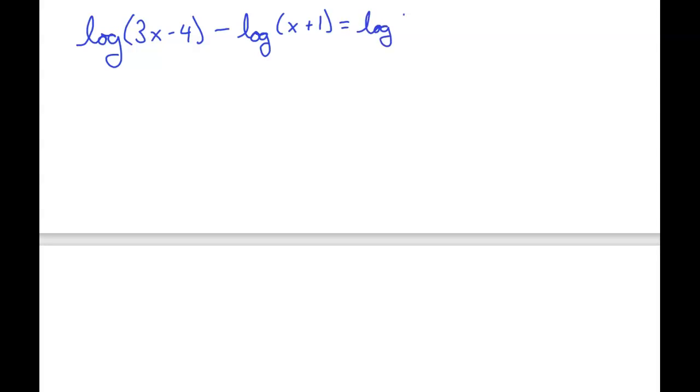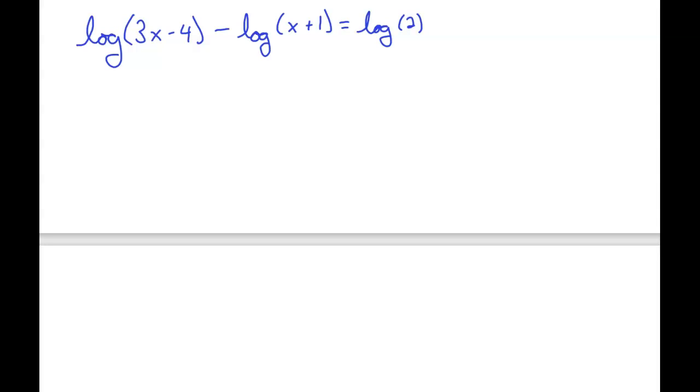Now let's look at when we do not have a single log equal to a single log. We start out with multiple logs. We start out with a log of 3x minus 4 minus the log of x plus 1 is equal to the log of 2. Here, these two arguments do not equal this argument at this point because I have two separate logs.